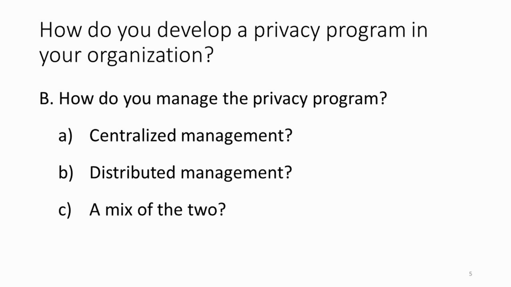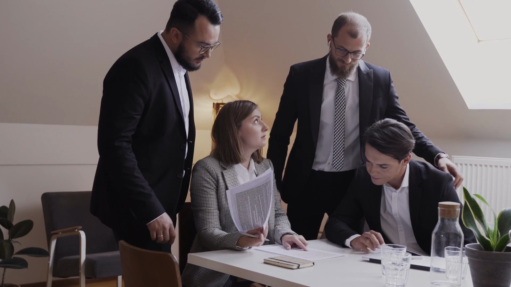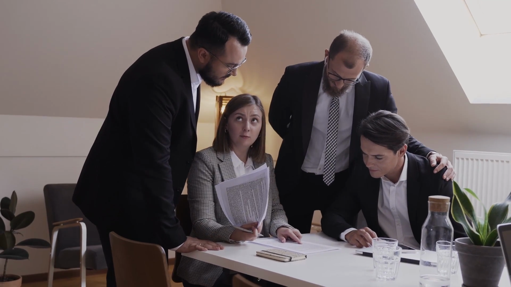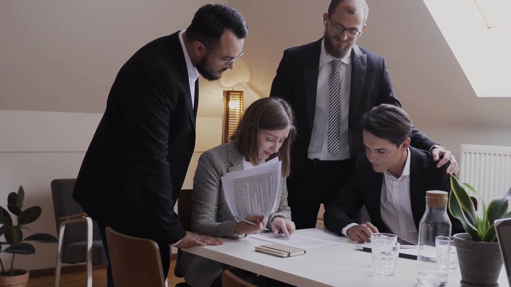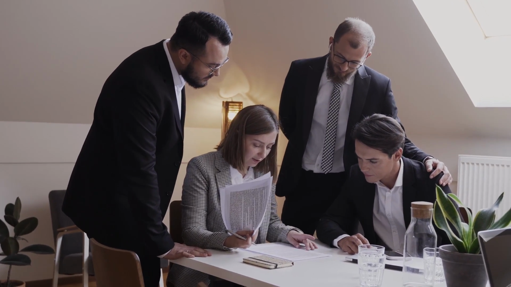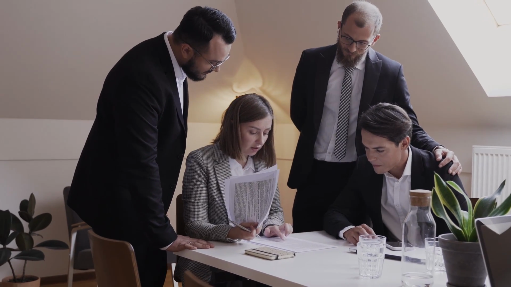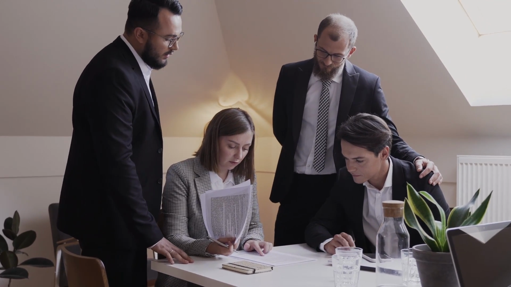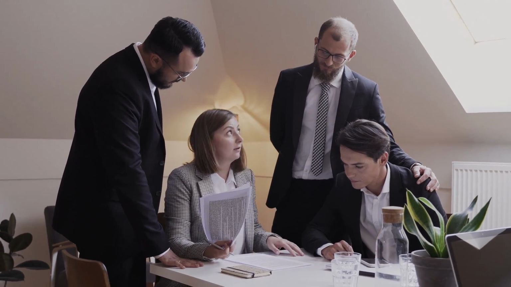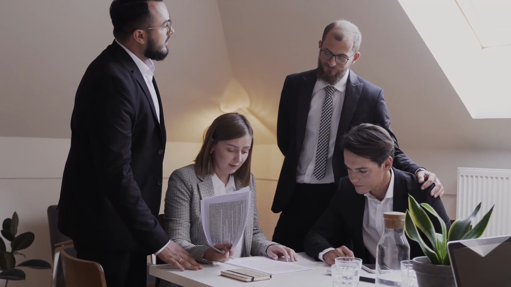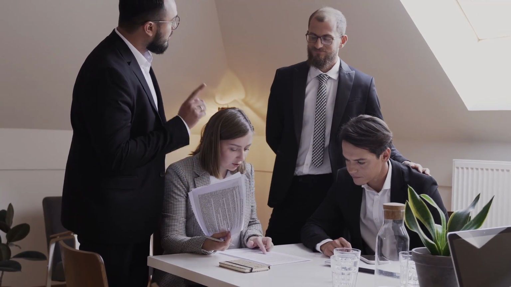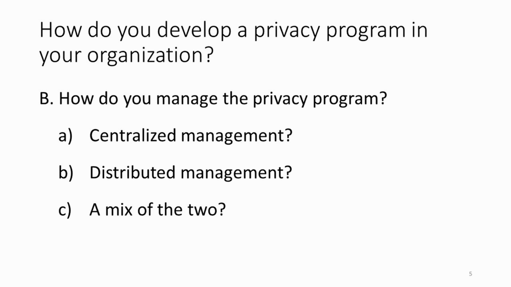The next question is, they're going to ask you, okay, how are you going to manage it? Is it going to be centralized? Are you going to distribute management, or is it going to be a mix of the two? A centralized management would be more like having one central organization that takes care of the privacy program of the entire large organization. A distributed management would have little domains or little sub-organizations of persons or teams who are in charge of privacy in some separate groups.